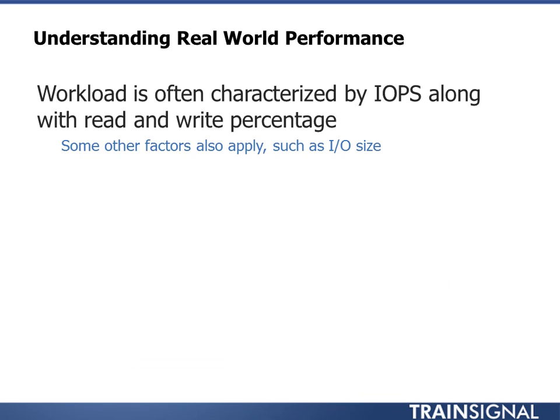So workload is often characterized by IOPS along with read and write percentage. So I hit on this a minute ago. Some other factors apply, such as I/O size. What I mean by I/O size is when an application does a write, a single write IOP, how big is it? Is it 4K, 8K, 32K, 128K, which is a real big write? That matters because you want to match your stripe sizing on your back-end systems to those. Now, if you're like most people, in a VM environment, you've got all different apps running as VMs on different data stores, so it can be hard to do that, so you may just go with whatever your array vendor recommends. But it's important to understand those things and understand what your profile looks like.